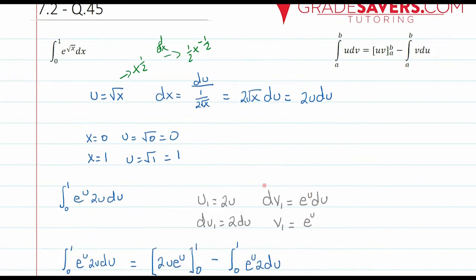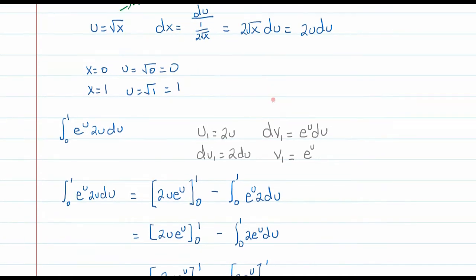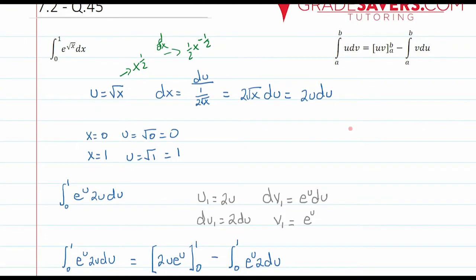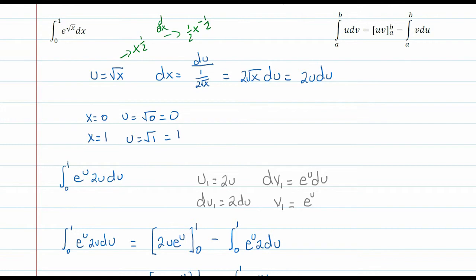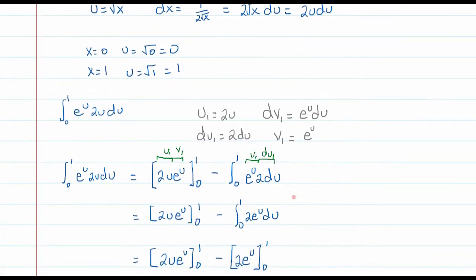And now let's recombine this using our formula that we have up here. So this becomes, just for clarity, u1 times v1, evaluated from 0 to 1, minus the integral from 0 to 1 of v1 du1. And now we need to simplify this by first figuring out what this integral is equivalent to.